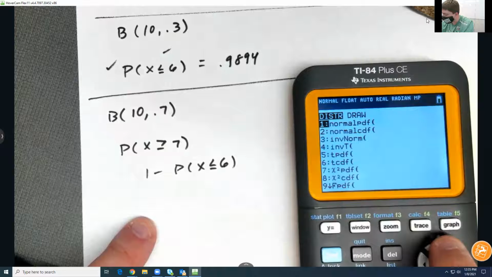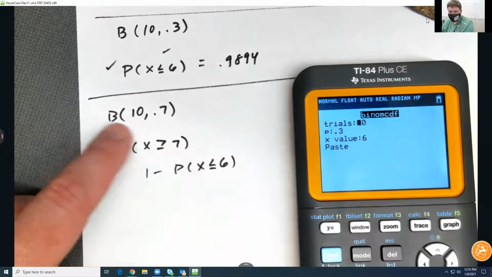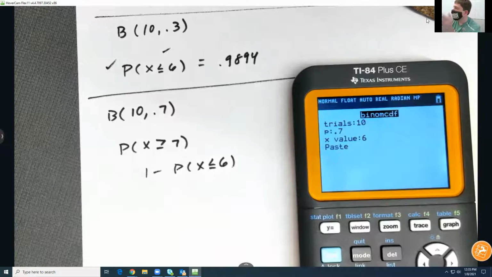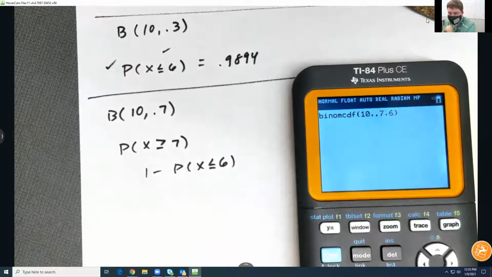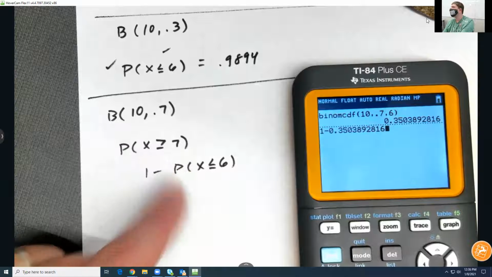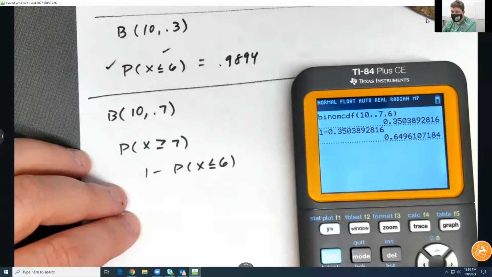So second, vars, option B. All right, trials are still 10, but my percentage rate has to change because not Republican is 70%, Republican is 30%. And on this one, we want 6, which it's already set up for. Press enter, and then it's 1 minus this answer. I want to take away everything lower, because like Derek just asked, how do we do it when it's higher? We have to subtract out the lower stuff. What's left over is the higher. So this is 0.6496.